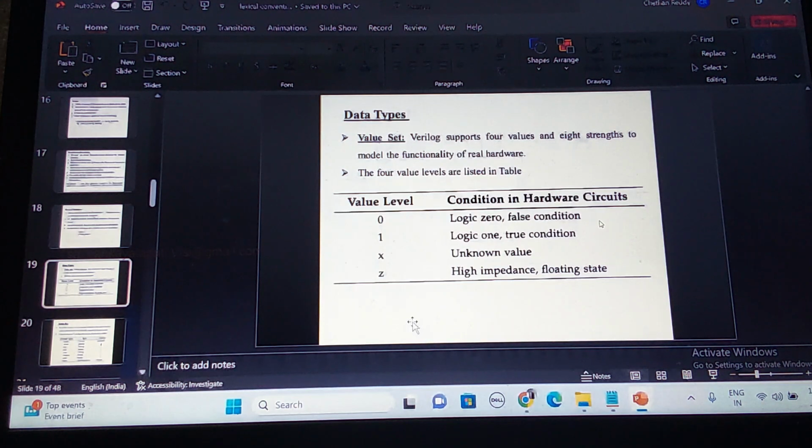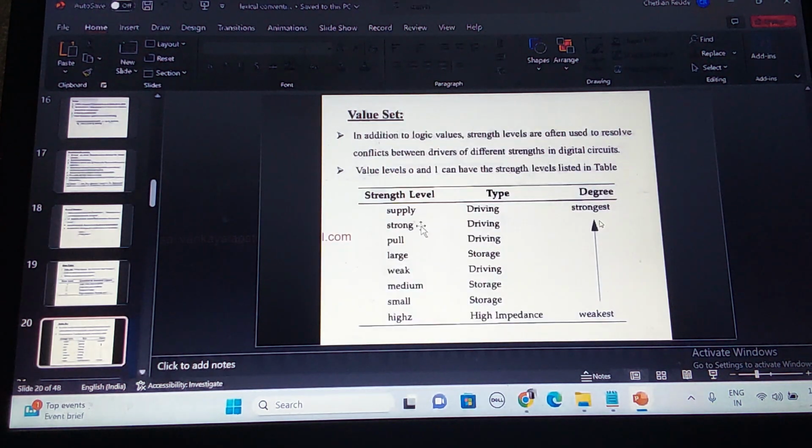And the 8 strengths of Verilog are these. The strength levels start from supply, strong, pull, large, weak, medium, small and high impedance. So supply, strong, pull, large, weak are the driving types. And then medium and small are nothing but storage types. And then high impedance is nothing but the high impedance type. So the strength starts from the weakest, the high impedance, to the strongest. Do you understand?